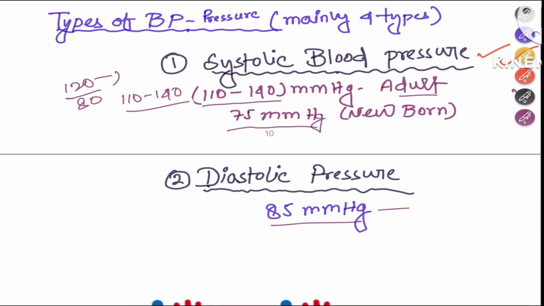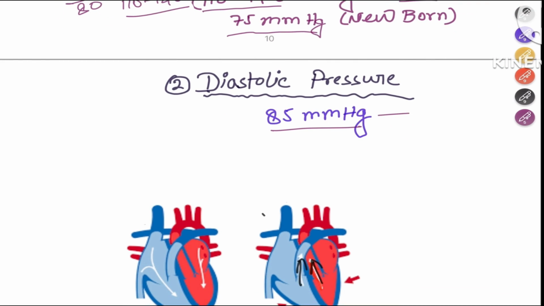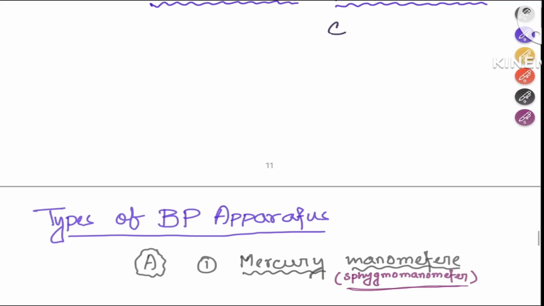So the main ones are the systolic blood pressure and diastolic blood pressure. Systolic blood pressure is during the contraction of the heart, when the blood is forcing more on our vessel walls. In diastolic blood pressure, when the heart is relaxing, the force is less. So that is the diastolic pressure.